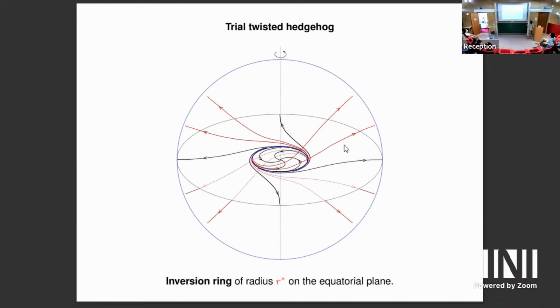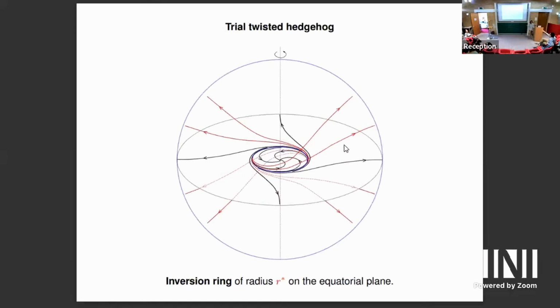And the dimension of this ring is obtained by energy minimizing the twisted hedgehogs, and we shall do so for both our theory and the classical theory.